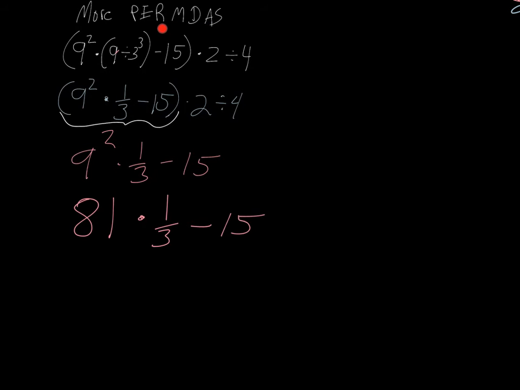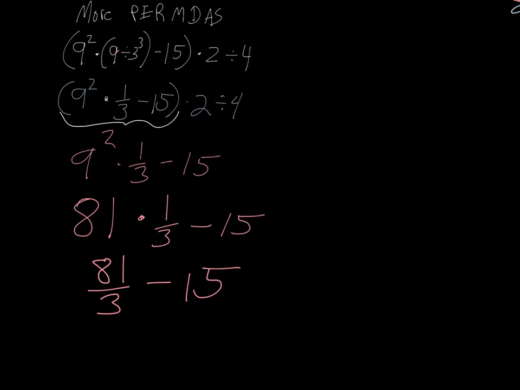So now I just have PEMDAS. Do I have any r's? Do I have any roots? Looking at that, nope, no roots. Do I have any multiplying? Yes, I do. There's my multiplication symbol. So then I'll have 81 times a third, which is 81 divided by 3. 1/3 times 81 means I'm going to have 81 of 1/3, or 1/3 of 81, or 81 times a third. However you think about it, it's 81 divided by 3. And then I'll have minus 15.